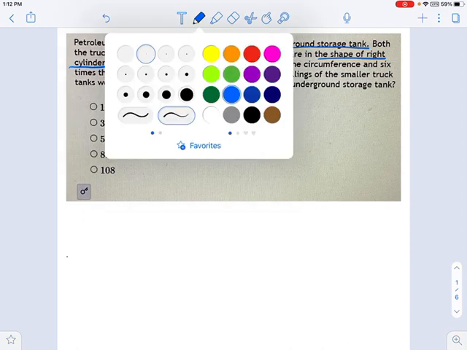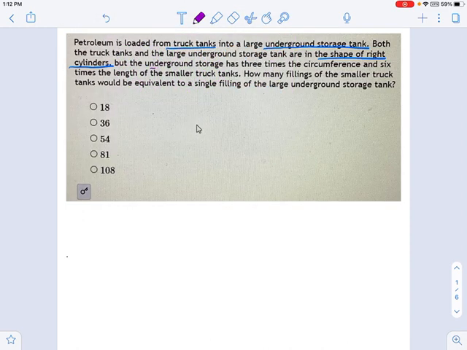But here's where it really gets useful. The underground storage has 3 times the circumference and 6 times the length of the truck tanks. So we're going to use that to figure out how many truck tanks it would require to fill the large underground storage tank. And I can draw a little picture of a cylinder if that helps.